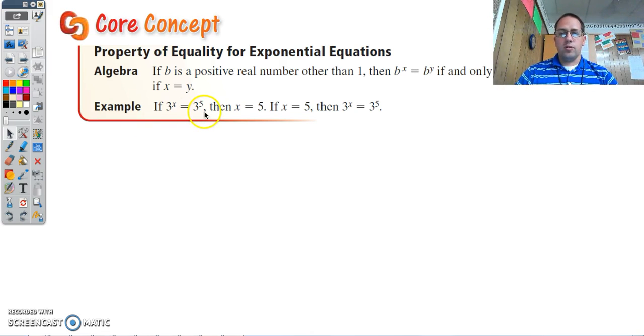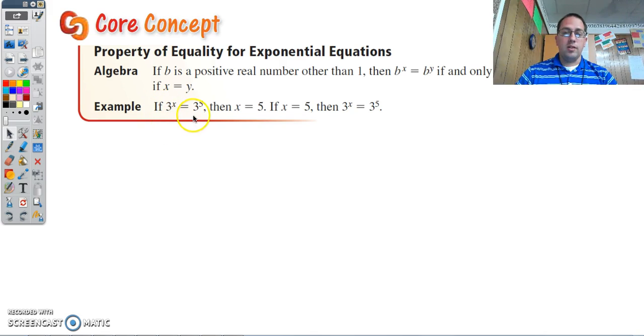The way this works is if you have some equation where you have b to the x equals b to the y, then x must equal y. The bases are the same, so in order for this to be equal, the exponents have to be the same as well. So, for example, if 3 to the x equals 3 to the fifth, then since the bases are the same, x must be 5. And if x is 5, then 3 to the x equals 3 to the fifth.